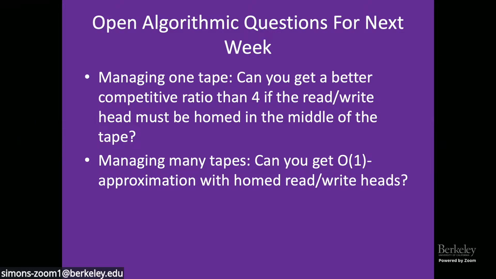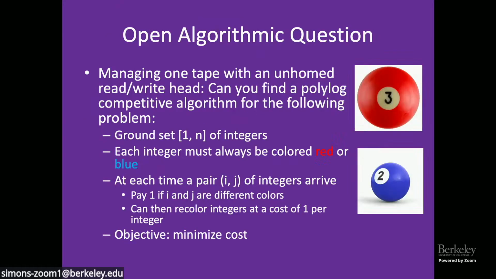One is, if you home the read-write head in the middle of the tape, there's a trivial 4-competitive algorithm riffing off move to front. Can you do something better? I don't know that that's the most interesting problem in the world, but it might be a reasonable startup problem. How can you manage multiple tapes? Again, maybe you want to do move to front on multiple tapes, but if all the popular items are on one tape, what can you do? Can you do something interesting? Any sort of beyond worst case analysis.